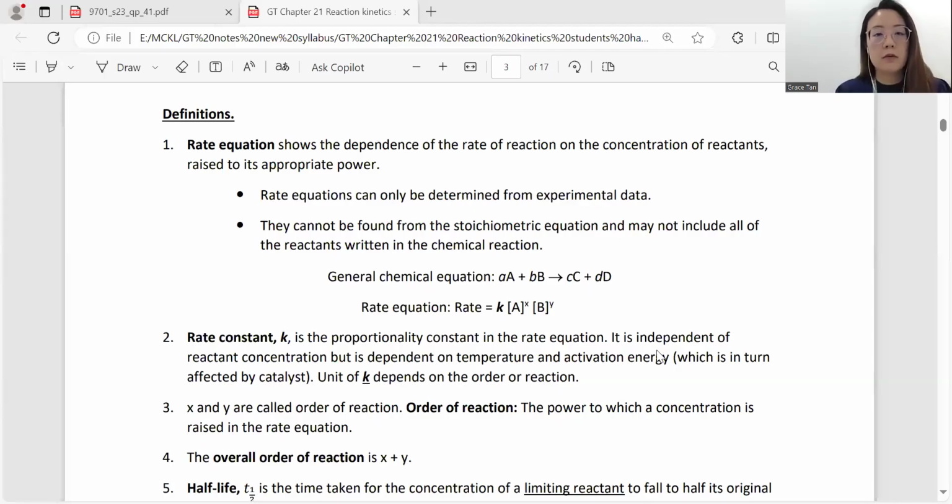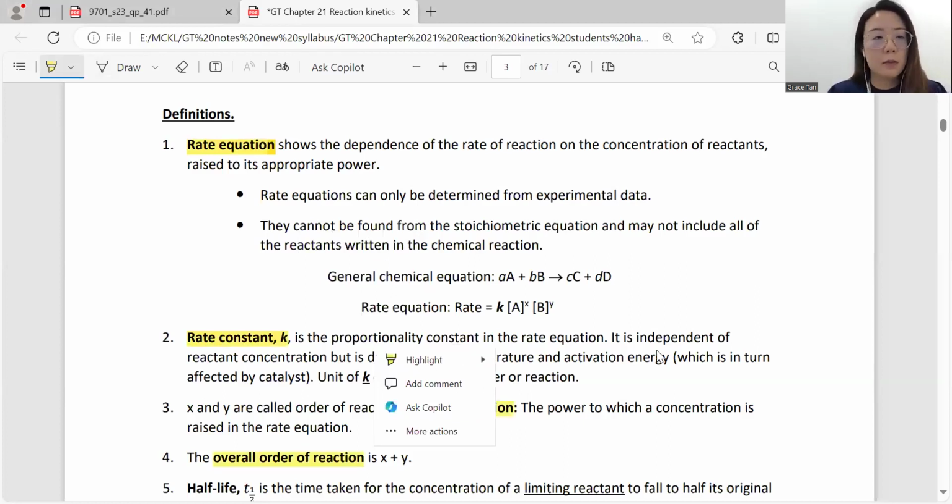In this video we will cover, number 1, what is the rate equation, the rate constant k, the order of reaction, and the overall order of reaction. We will cover these 4 as number 1.